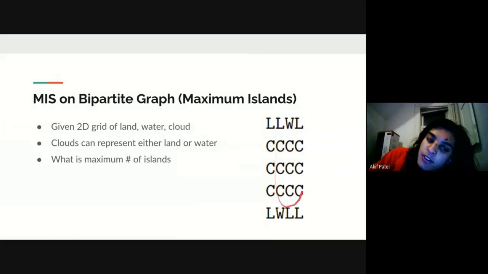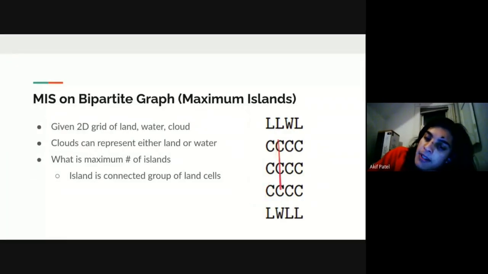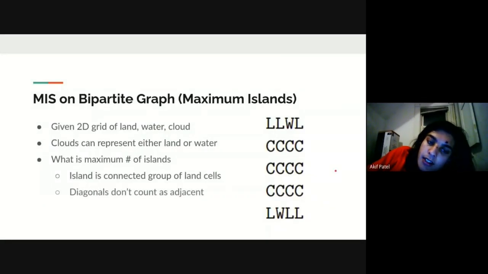For any way you can fill in the clouds as either land or water, what's the maximum number of islands you can make? An island is a connected group of land cells, connected meaning up, down, right, left, not diagonal. And rows and columns are less than or equal to 40. So this is a pretty hard problem and involves techniques we haven't seen before, I think.